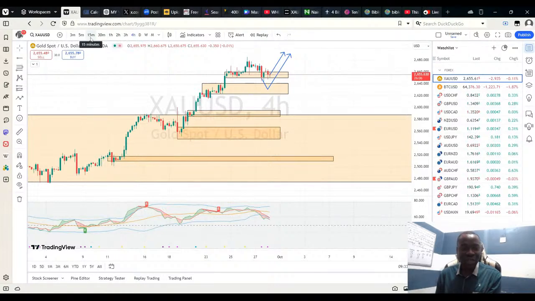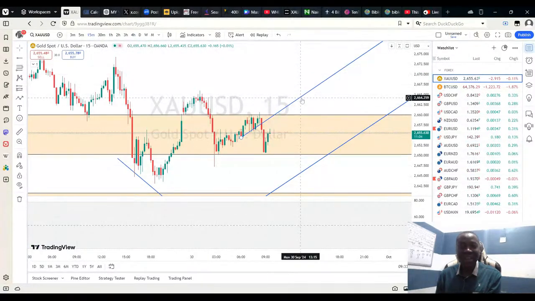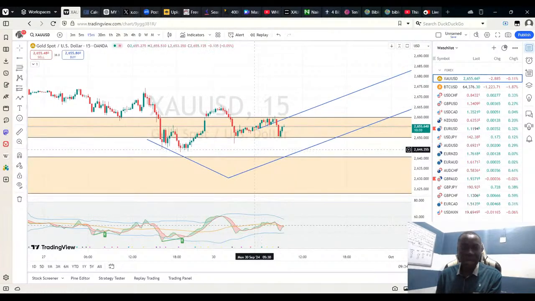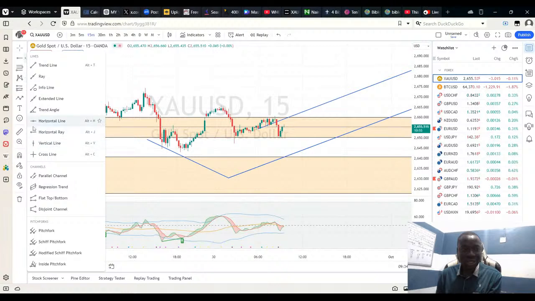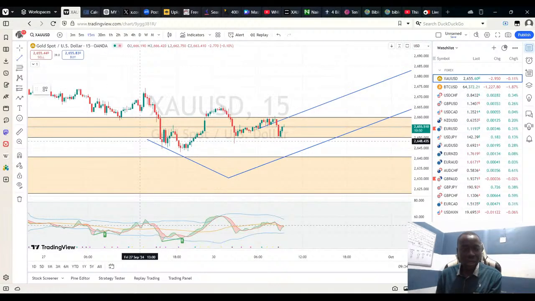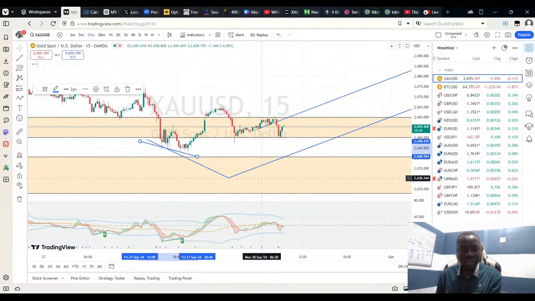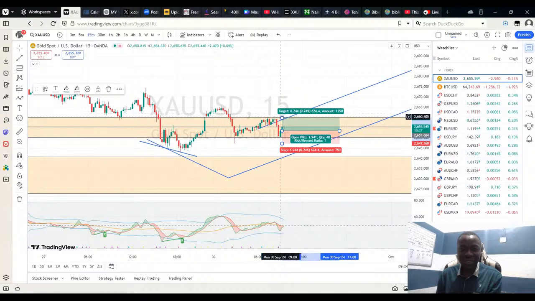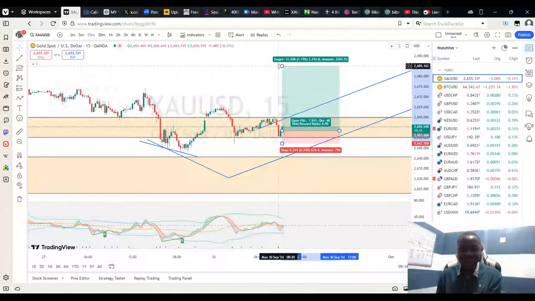But before we go, let's go to the 15 minutes time frame. Let's look at the thing that we are expecting to play out. We can see that there is a very strong divergence playing out here. They have broken it and come back to test it, meaning that I can definitely look for a buy opportunity here to see how far it will go.